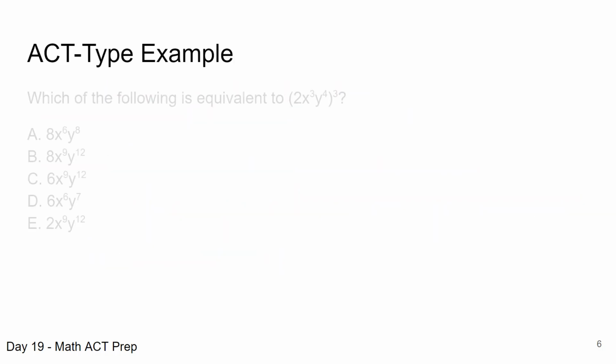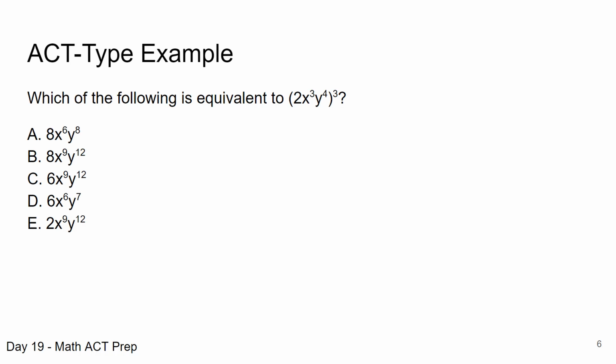Let's take a look at an ACT type example. Pause the video and try this problem. We're asked which of the following is equivalent to, in parentheses, 2x to the third, y to the fourth, all of that raised to the third power. So we're going to raise each term in the parentheses to the third power. That means 2 to the third, don't forget that 2, x to the third raised to the third, and y to the fourth raised to the third.